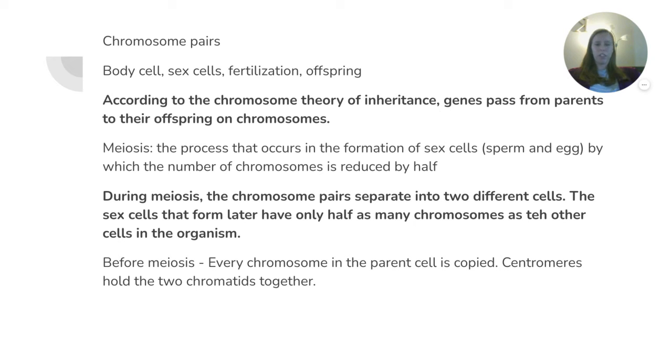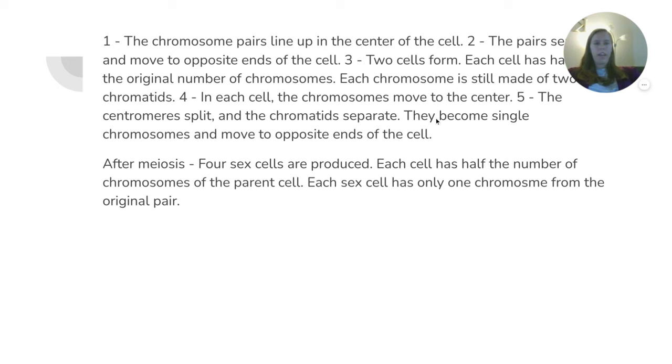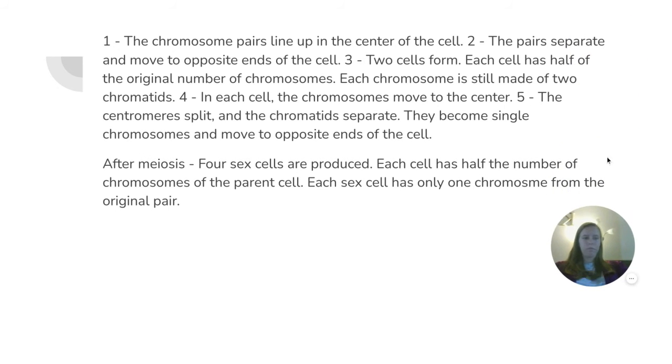So before meiosis, every chromosome in the parent cell is copied. Centromeres hold the 2 chromatids together. So then we have a couple more steps here. The chromosome pairs line up in the center of the cell. Then the pairs separate and move to opposite ends of the cell.